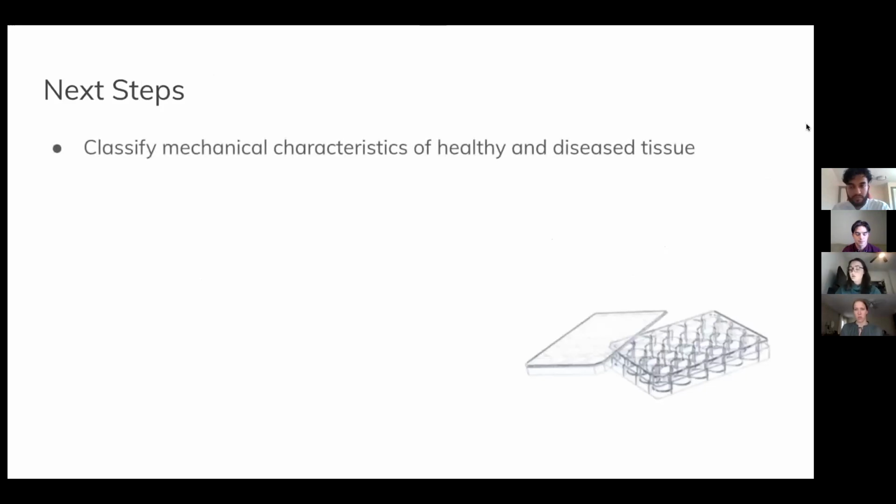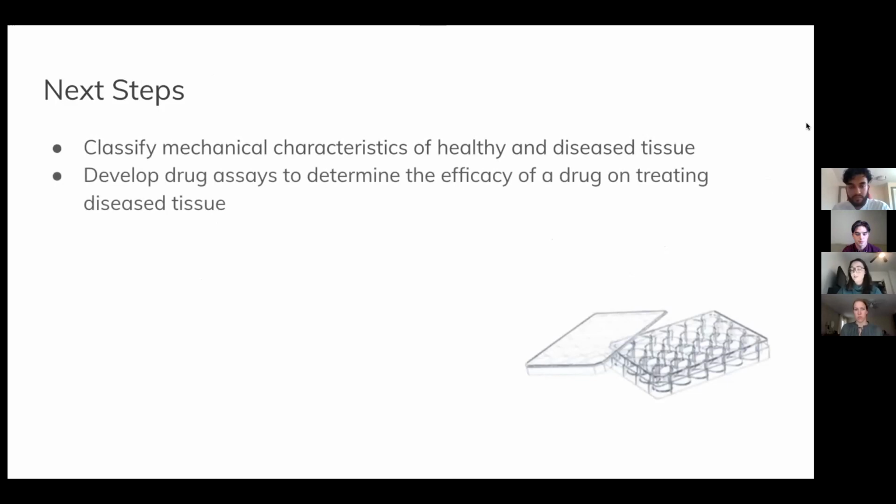Our results open the door to the following next steps. We can classify the mechanical characteristics of healthy and diseased tissue over several time points. Another next step would be to develop drug assays to determine the efficacy of a drug on treating diseased tissue, and also diversify the experimental setup to test new tissues.